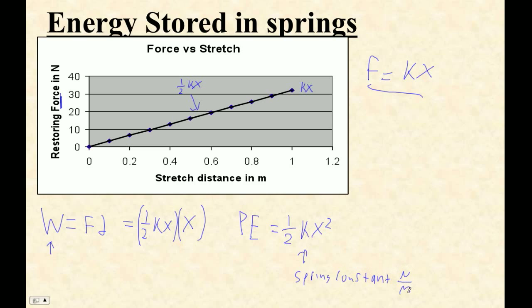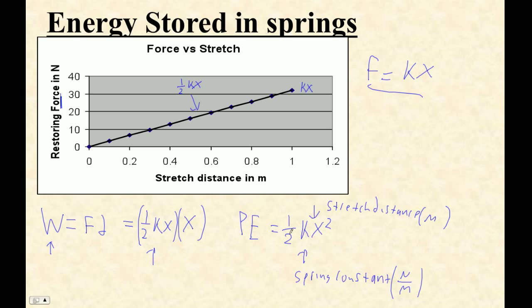Where k is the spring constant, and that's in newtons per meter. And then x is the stretch distance, and that's got to be in meters. So that's our formula. Now, that's an easy way to derive it, is to use this average thing.